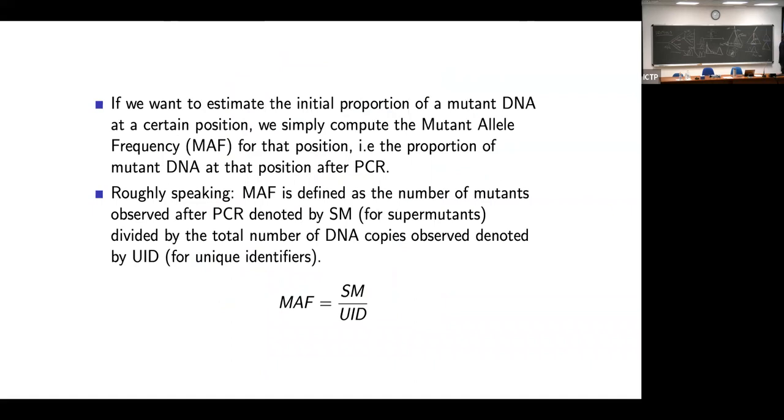So what we do is, after doing PCR, we sequence and look at what is called the mutant allele frequency, or MAF. The mutant allele frequency is how many mutations I observe out of all the fragments that I read in the family.